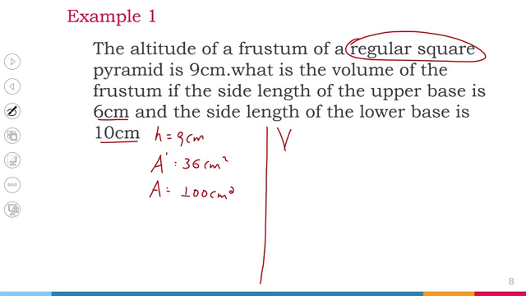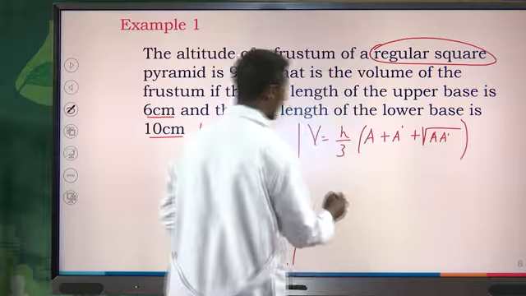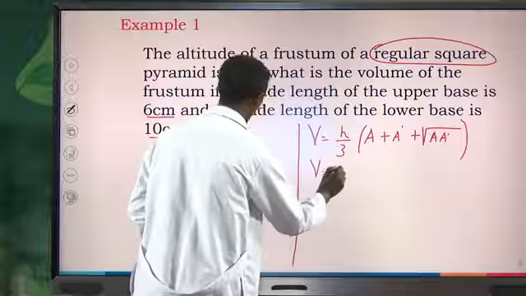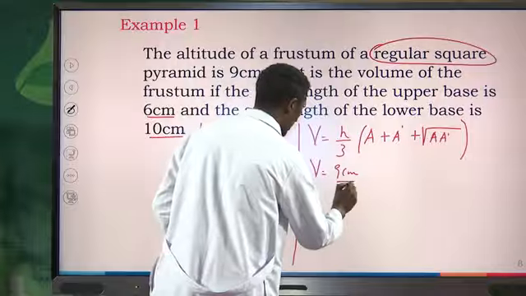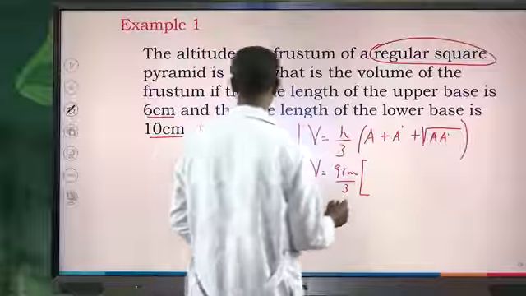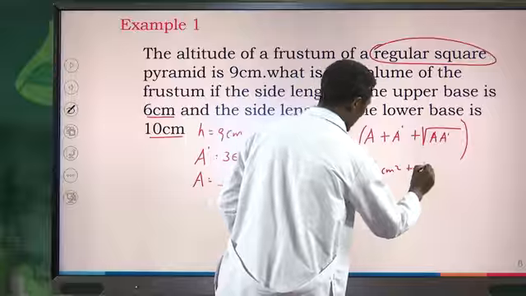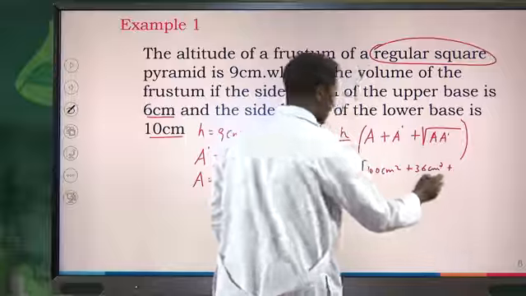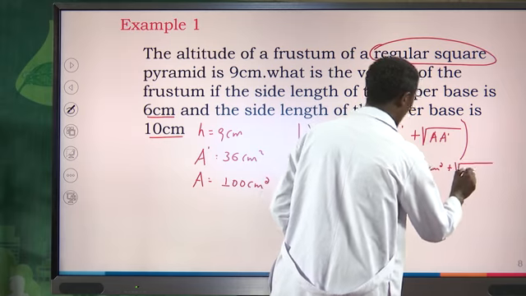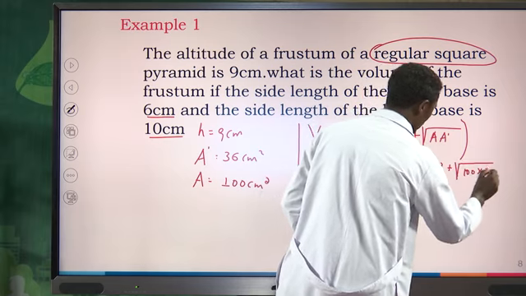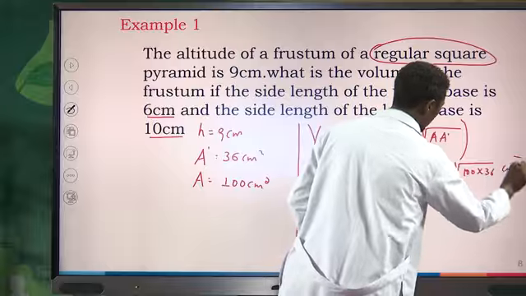Now the volume of a frustum of a pyramid is given by H over 3, then into A, the area of the lower base, plus A prime, plus the square root of A times A prime. Now let's substitute. The volume V equals 9 centimeter over 3, then into 100 centimeter square plus 36 centimeter square, then plus the square root of 100 times 36 centimeter square.